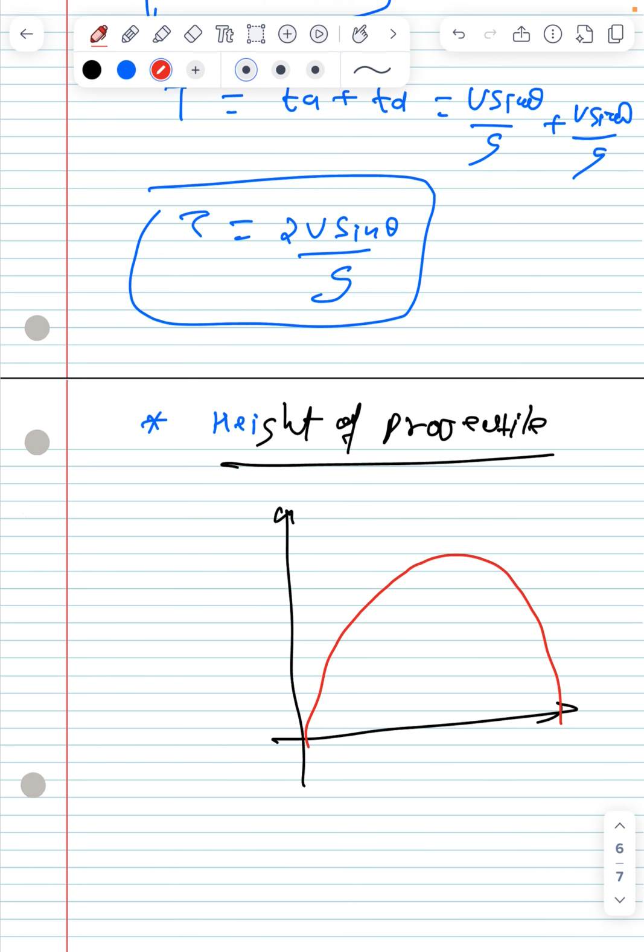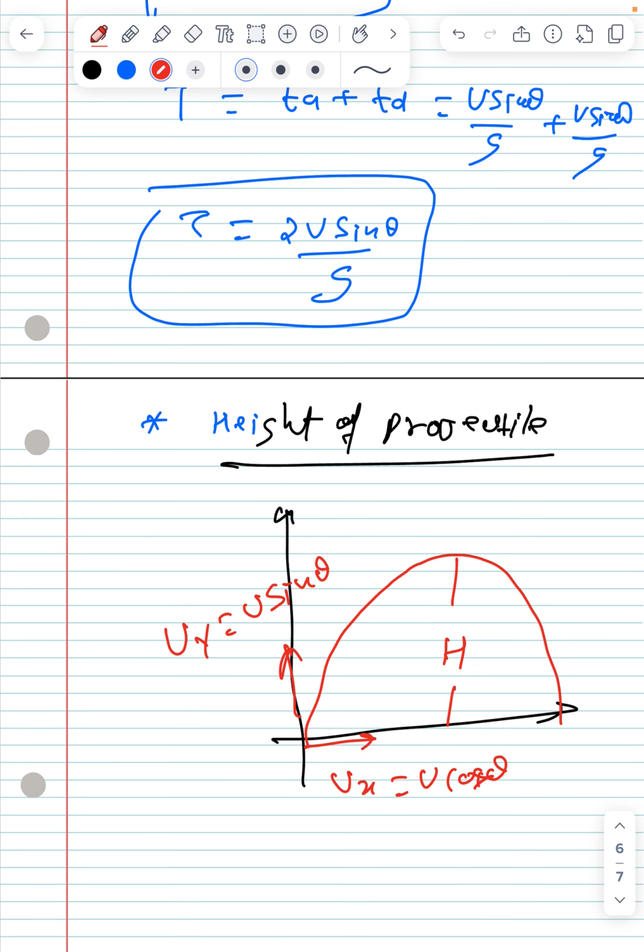This is the value of the flight time, and similarly we can calculate the horizontal range and height of the projectile. This is a diagram of the object, this is the projectile path, and this is the maximum height, right.